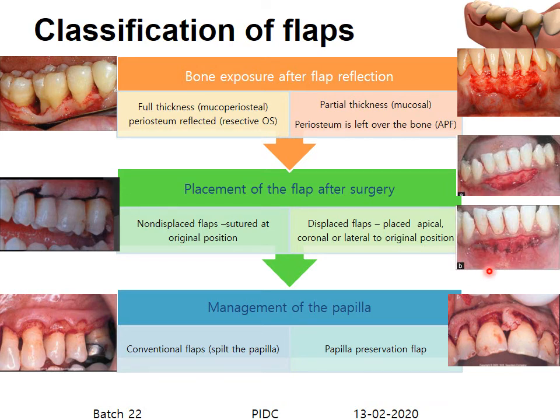Or if it is going to be placed in the coronal region, that's called a displaced flap. Management of the papilla: in the case of the conventional papilla, we split open the flaps at the correct area. The papilla is not preserved here. Whereas in the papilla preservation flap, you can see that we have moved the papilla to the buccal aspect. We are preserving the papilla, so it is known as a papilla preservation flap.